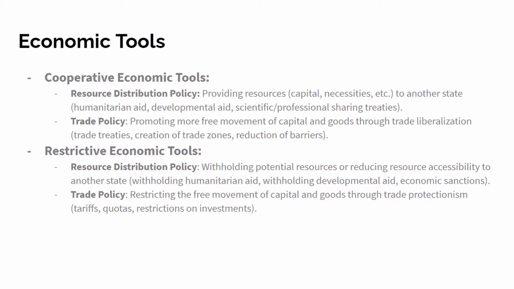The restrictive economic policies would be quite the opposite. But remember, there will be some unique policies that are only restrictive and not cooperative. So for resource distribution policy, it's withholding potential resources or reducing resource accessibility to another state, right? So the ultimate goal is, instead of trying to grant them resources, you're either trying to take them away or make it impossible for them to access stuff. So withholding humanitarian aid, obviously the opposite of giving it. Withholding developmental aid, right? This is what Trump, for example, did, I'm pretty sure, with Ukraine.